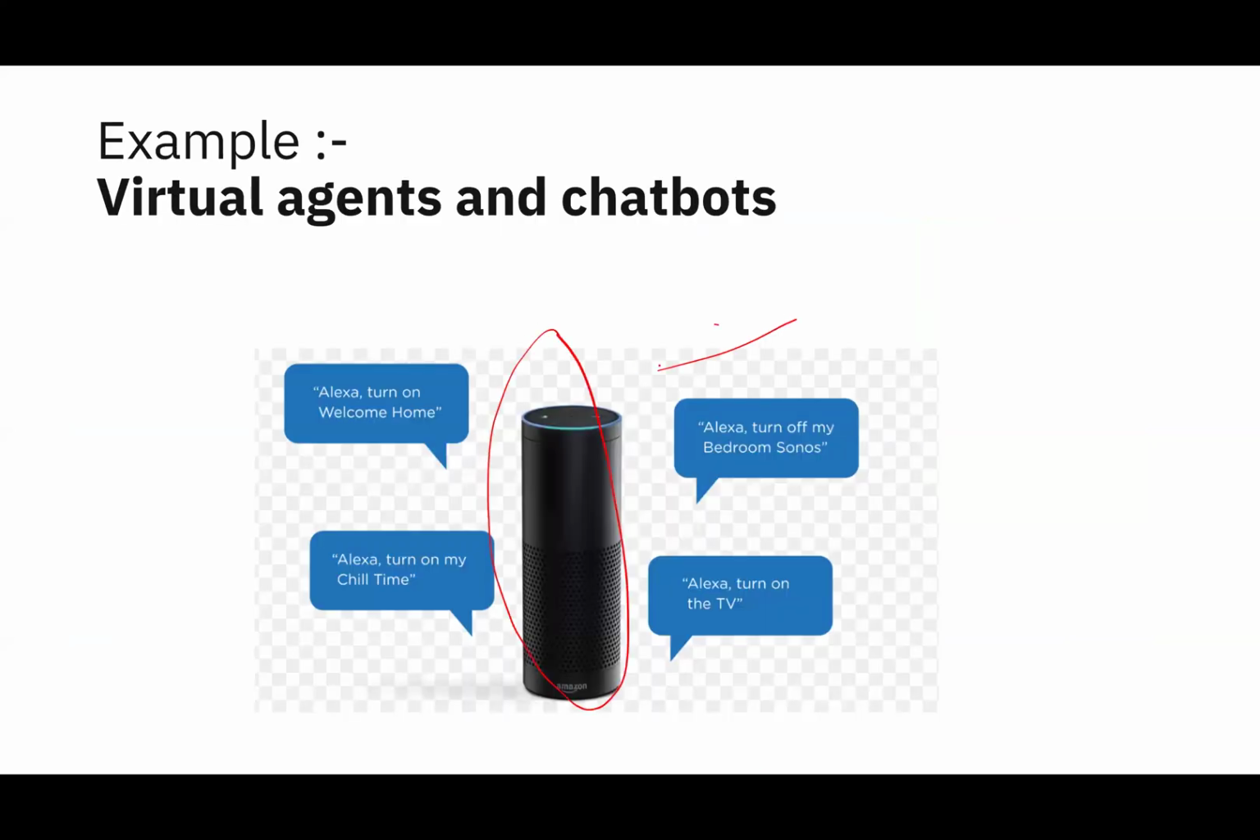Basically, you are giving different inputs. Hi Alexa, turn on TV. Hi Alexa, turn on my switch. Hi Alexa, give me coffee. So it will do a number of things. How is it doing this? It is able to understand your voice commands, interpret them and give the output. So this is nothing but a machine. How? Because of machine learning technology.